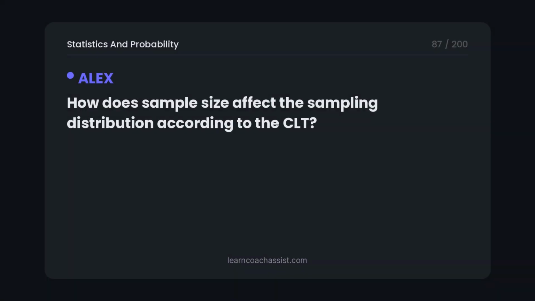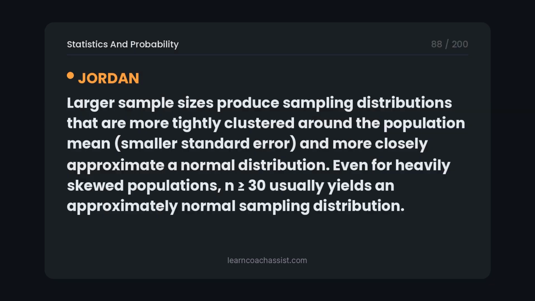How does sample size affect the sampling distribution according to the CLT? Larger sample sizes produce sampling distributions that are more tightly clustered around the population mean, smaller standard error, and more closely approximate a normal distribution. Even for heavily skewed populations, n greater than or equal to 30 usually yields an approximately normal sampling distribution.